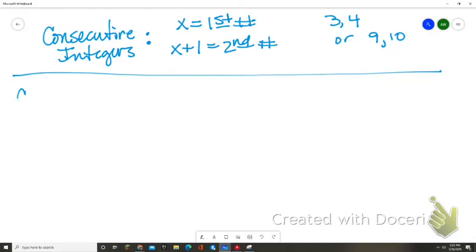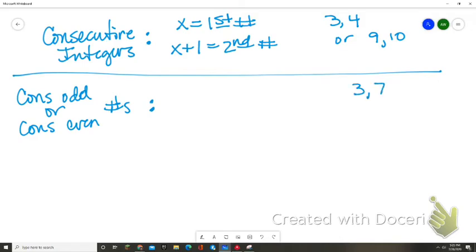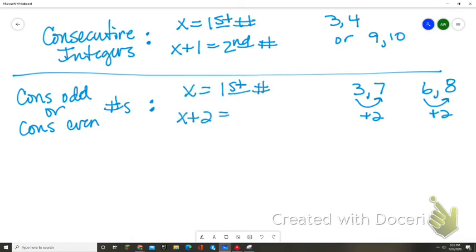If you're talking about consecutive odd or consecutive even numbers, you've got to think about it. If you start with 3 and go to 7 next, or if you start with 6 and you go to 8 next, to get from here to here, you added 2. So if x is your first number, then x plus 2 is going to be your second even or odd consecutive integer.